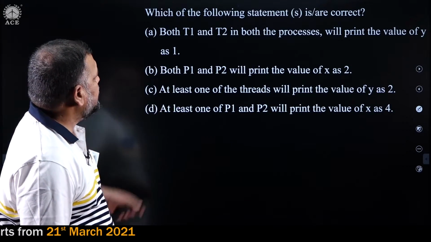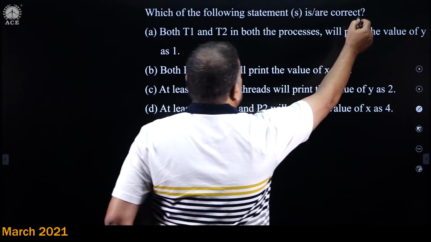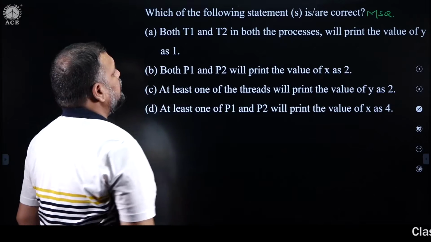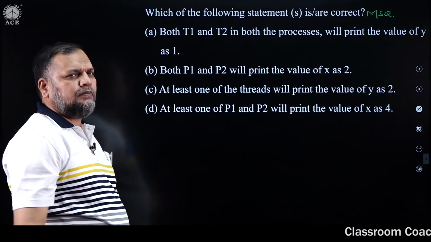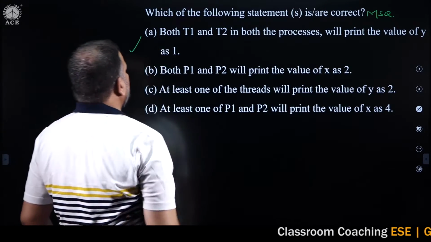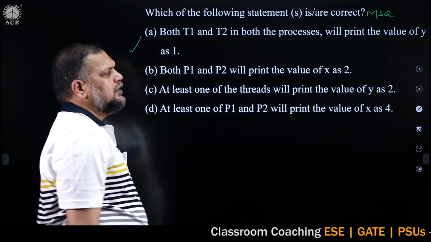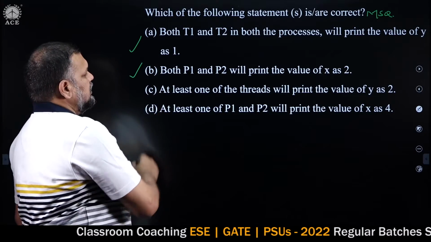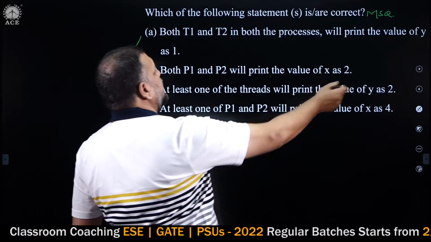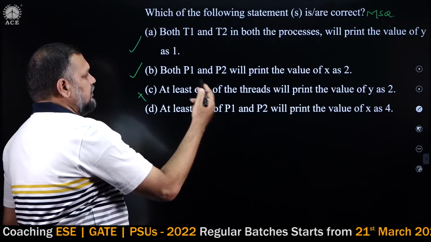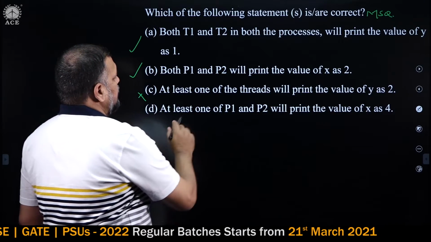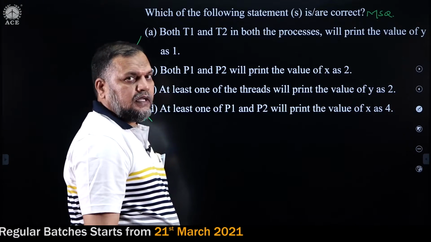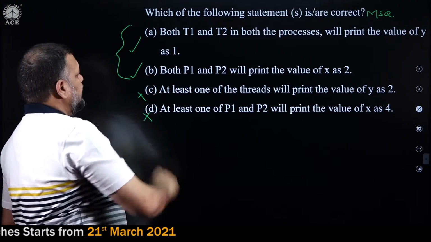Now, what is the option? Which of the following? MSQ question please. Both T1 and T2 in both the processes will print the value of y as 1 because y is local. So, therefore, this is true. Both P1 and P2 will print the final value of x as 2 because x is shared. So, therefore, this is also true. Naturally, the next is false because y will never become 2, and x will never become 4. So, therefore, the correct answer is A and B. That is it.